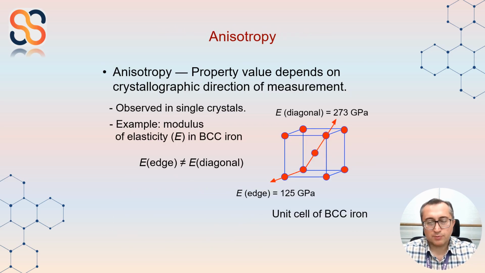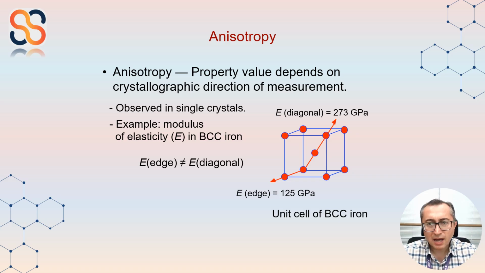Well, let's explore more with the definition of anisotropy. Anisotropy refers to the phenomenon where a material's property value varies based on the direction of measurement, particularly evident in crystalline materials. Anisotropy is most commonly observed in single crystals, where the arrangement of atoms leads to directional dependence of various physical properties. For example, modulus of elasticity in BCC iron.